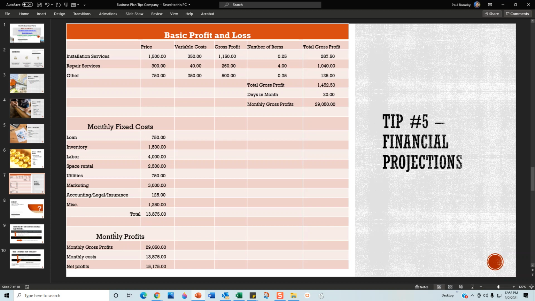And then once we're done with that, we are now going to figure out if we're going to be making a profit or a loss for our organization. To do that, you're going to get your monthly gross profits. You'll pull it down from right here to right here. Then you're going to take your monthly costs.